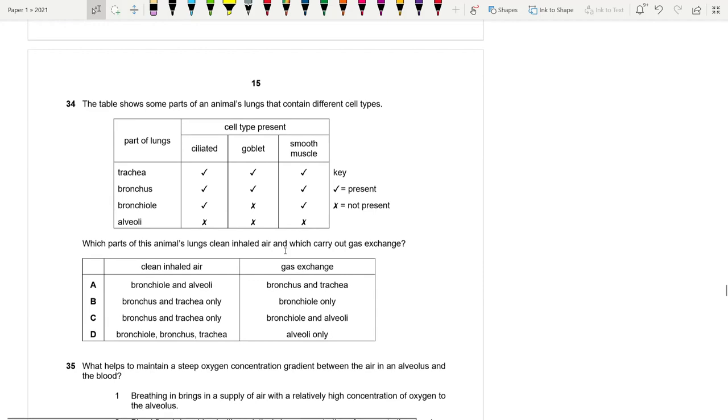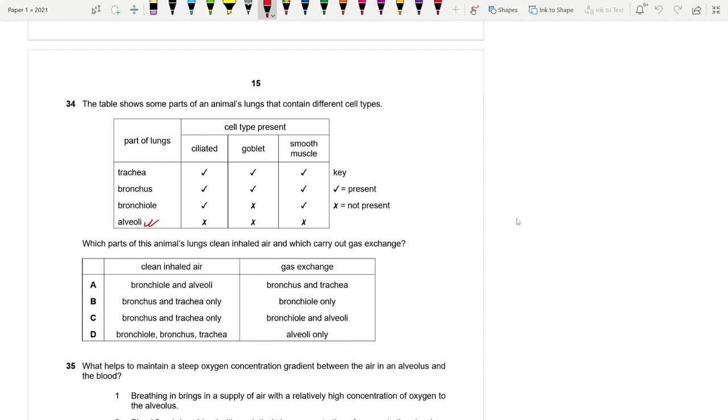34. The table shows some parts of an animal's lungs that contain different cell types. Which part of this animal's lungs clean inhaled air and which carry out gas exchange? Remember, gas exchange is carried out by the alveoli and the respiratory bronchioles. Alveoli, basically, and respiratory bronchioles, the terminal section of the bronchioles, not the whole part, only the terminal section. Remember that. Typically, when you're given the option, just think of it as alveoli only. Bronchial cannot.